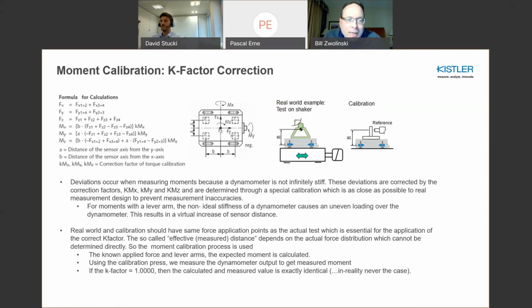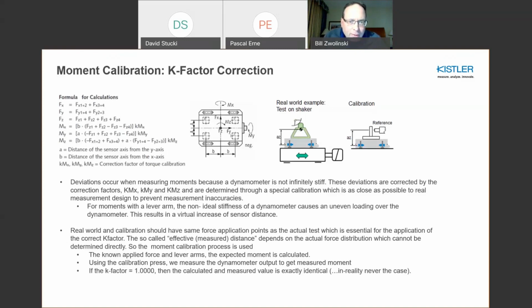When moments are applied with a lever arm, the non-ideal stiffness of the dynamometer causes an uneven loading over the dynamometer. So what you get effectively is a virtual increase of sensor distance. And so what the calibration attempts to do is reconcile or resolve what this difference could be and make a correction factor out of it, by taking the calculation and comparing it to the actual measurement during calibration. You can derive these calibration factors.